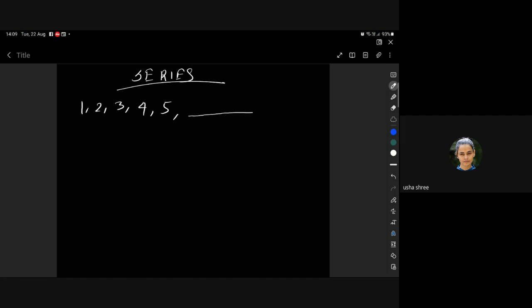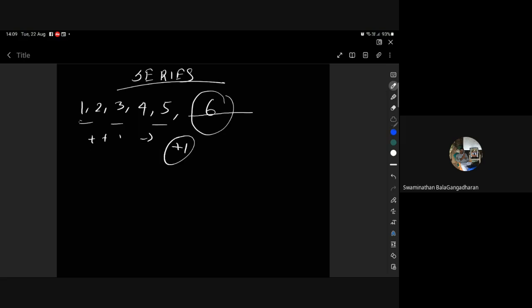Series are of two types: one is letter series, one is number series. So we'll start with number series. If I write 1 2 3 4 5, and I ask you what will be the next number, what will be the answer? 6, because it is following a particular pattern. The next number is increased by 1: 1 plus 1 is 2, 2 plus 1 is 3. The numbers are getting increased by plus 1. So this is a pattern, and the next number is 6.